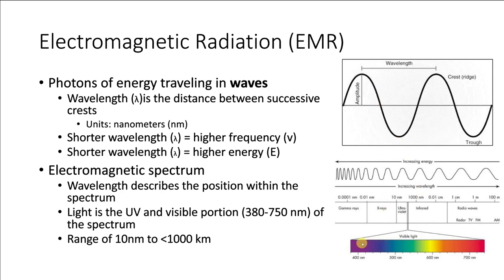Wavelength helps describe where we fall within this spectrum. So light is the visible portion of this giant spectrum, and you see that it only makes up this much of the spectrum. Beyond that is invisible to us human eyes. Animals can see UV or infrared depending on what they have, but for us, visible light only makes up this much.